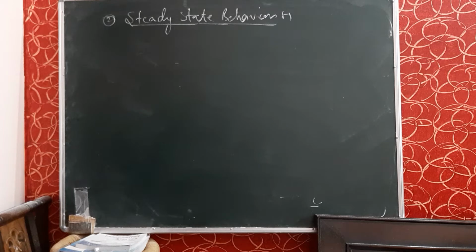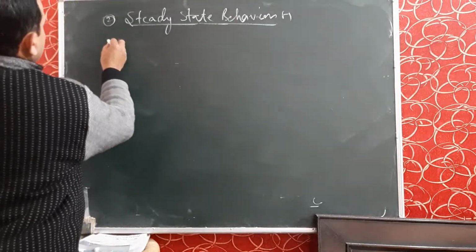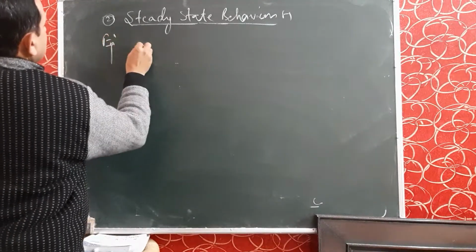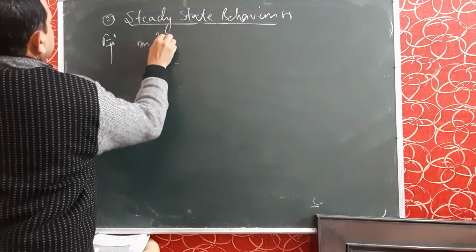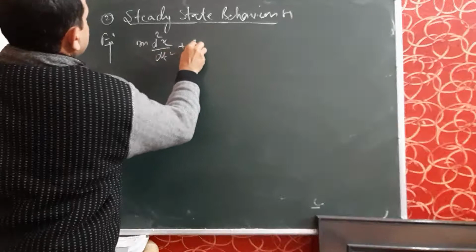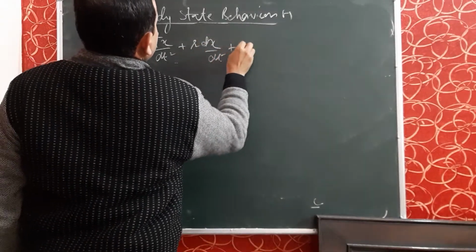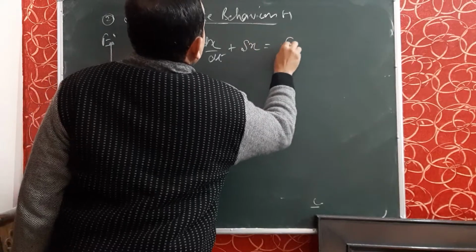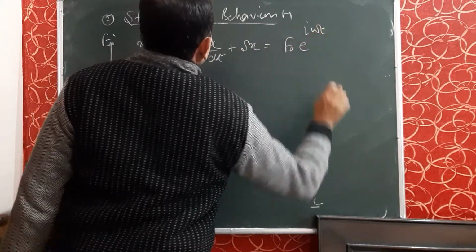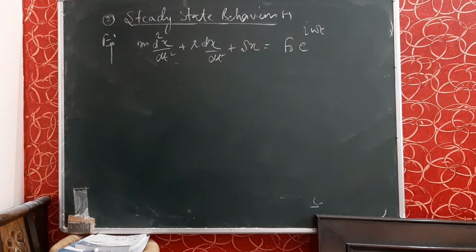In case of transient, there is no external periodic force, and in case of steady state, an external periodic force is applied on the oscillator. In the steady state case, the equation is m d square x upon dt square plus r dx by dt plus s x is equal to f naught e power iota omega t. So, this is the equation for steady state behavior.